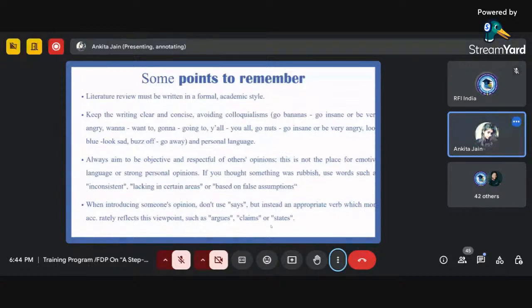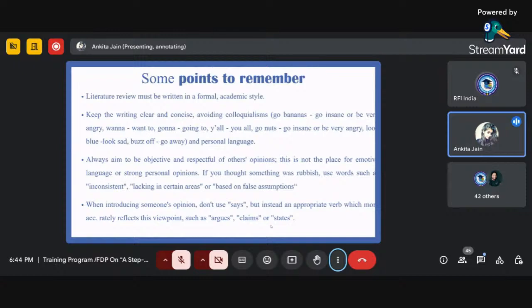Some points to remember: it must be written in formal language, in academic style. It should be very clear and concise. It should always aim to complete your objectives. Biases should not be there. It should not be inconsistent; I mean, it should have consistency, right?